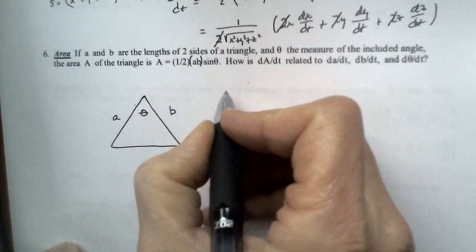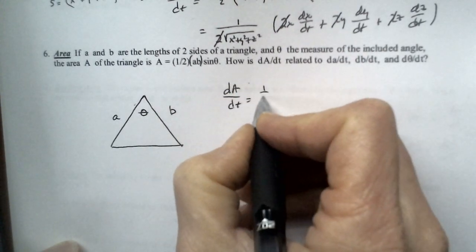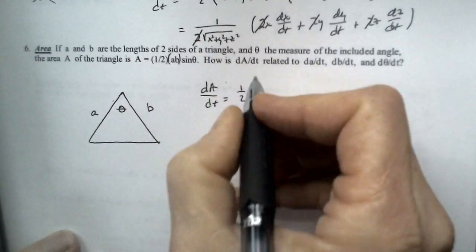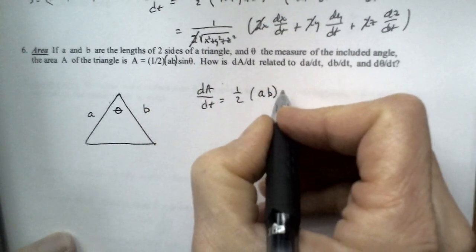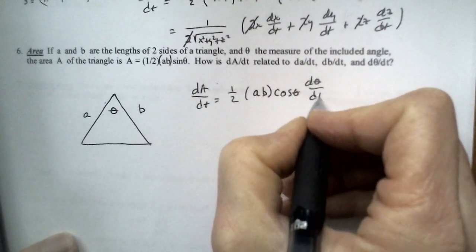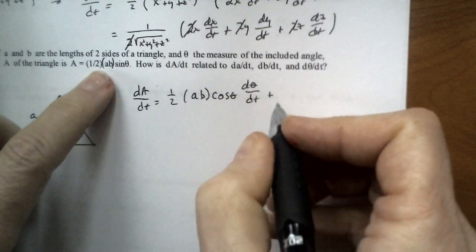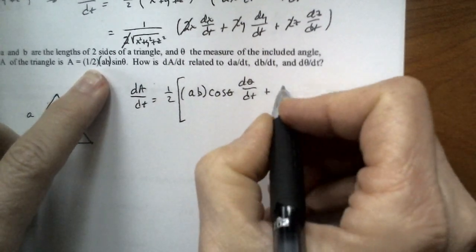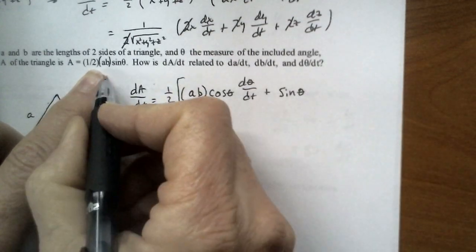So you take the derivative of the left, which is dA/dt. 1/2 is a constant. Now you have first times the derivative of the second, because this is a product rule. So you have first times the derivative of sine of theta, which is cosine of theta, d theta/dt, plus the second, which is AB. You know what, I should put a very big parentheses around that. So the second, which is sine of theta, times the derivative of AB.